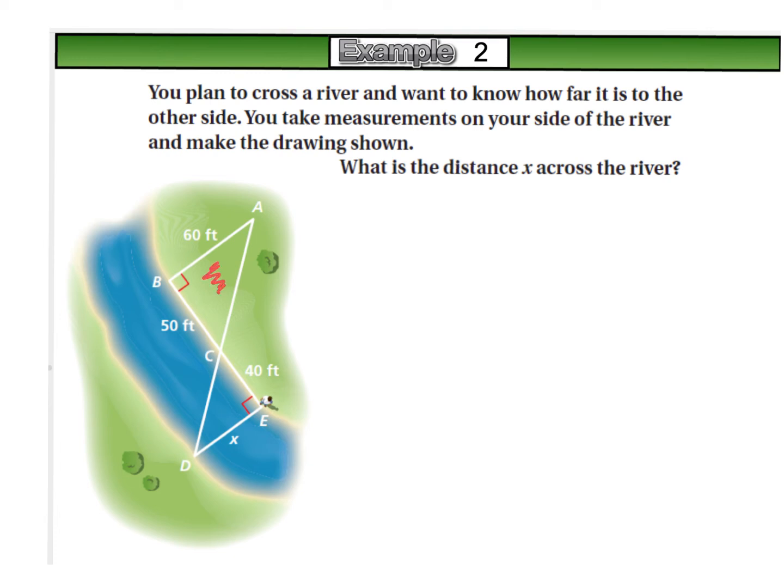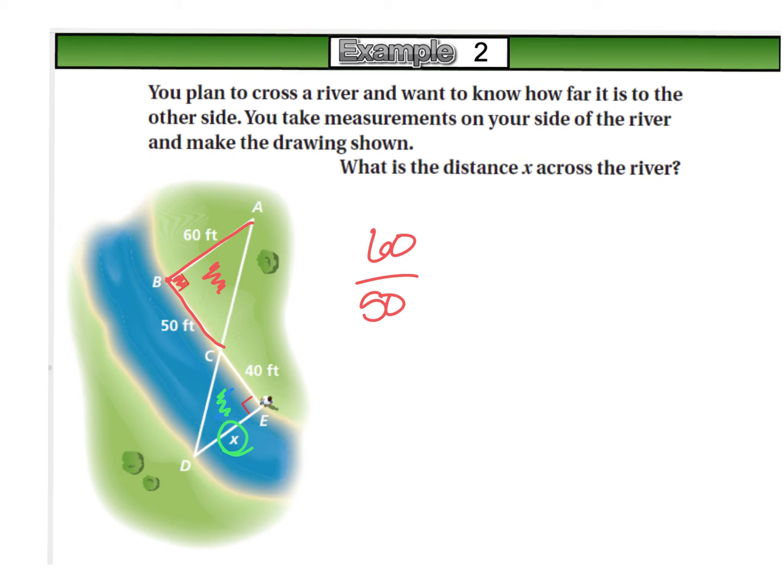We have this triangle here, and we have this triangle over, well, I'll use green so we can see it, over here in the water. So you plan to cross a river and want to know how far it is to the other side. You take measurements on your side of the river to make the drawing. I want to know how far it is to go across the river. So you have to look at the right angles. I've got 60 and 50 feet. So 60 over 50 feet.